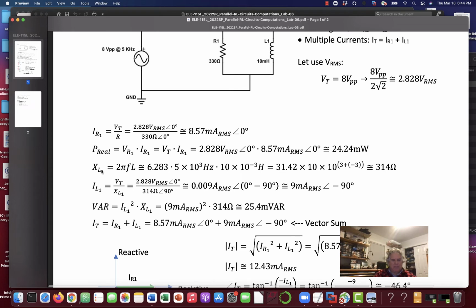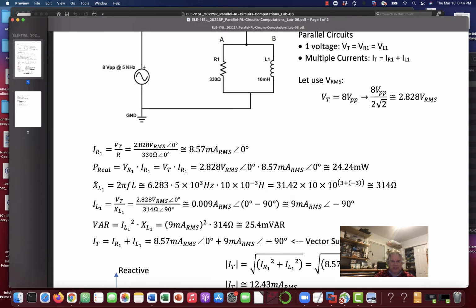So let's find our inductive reactance. And XL1 equals 2 pi FL. This should really say L1, shouldn't it? But at any rate, so here's 2 pi, 6.283. Close enough for us. Times 5 times 10 to the third. That's 5,000 hertz, 5 kilohertz. 5 times 10 to the third hertz times 10 times 10 to the minus third henries. This is 10 millihenries. 10 to the minus third is milli. So we multiply all that together.